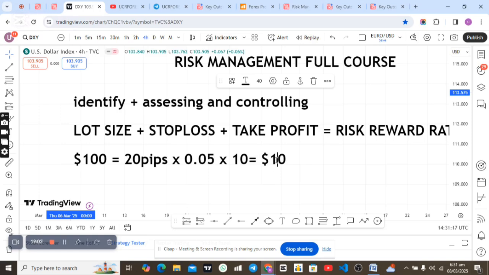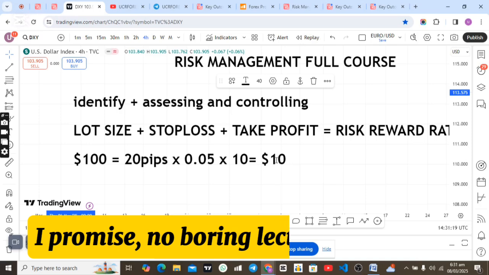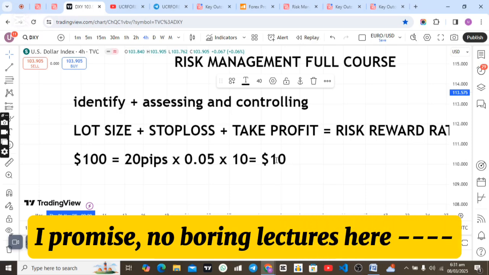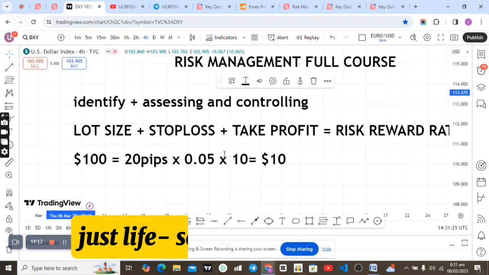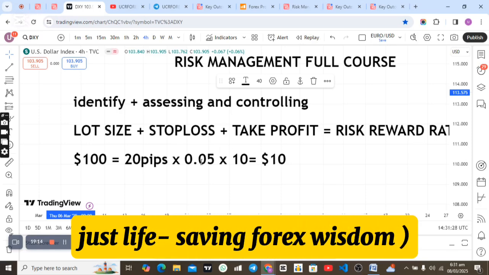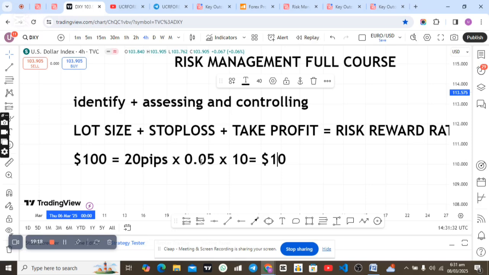You see that my 20 pip stop loss, with my lot size, made sure that I did not lose more than 10 USD. Your stop loss can be as wide as you want. But the truth of the matter is that if you fail to identify the particular lot size you are expected to use, so that a wide stop loss will not accumulate a huge amount of money, you might bleed the account.